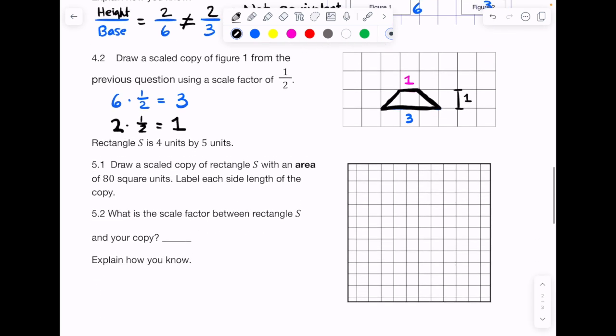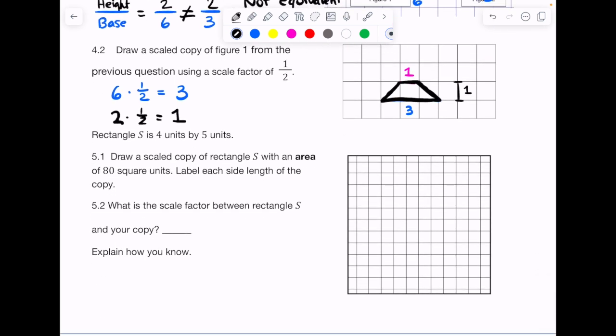All right, final question, 2 parts. Rectangle S is 4 units by 5 units. So we have, okay, I guess I'll keep reading. 5.1, draw a scaled copy of rectangle S with an area of 80 square units. Label each side length of the scaled copy. Okay, so I'm going to do something first that they don't actually tell us to do. I'm going to draw rectangle S.